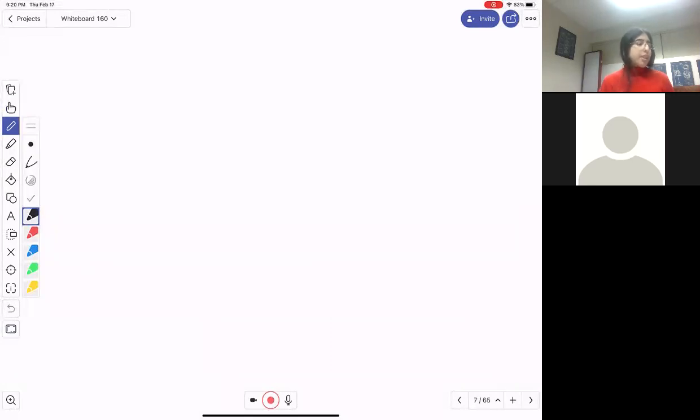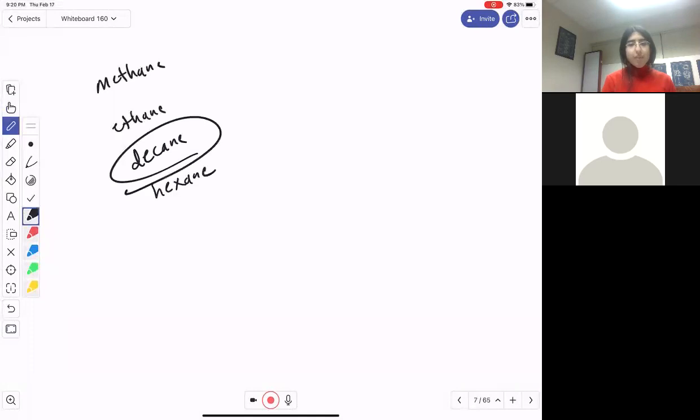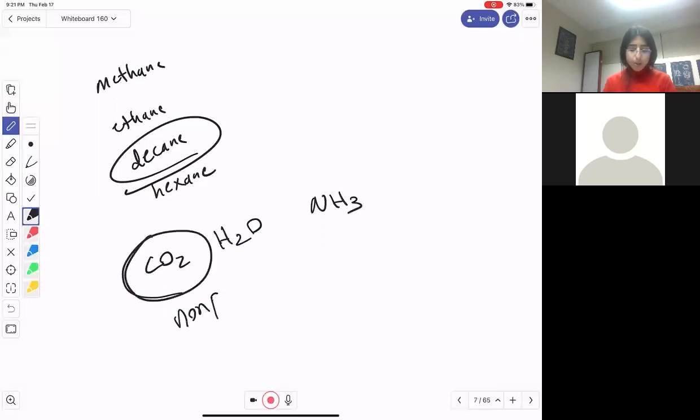Which of the following has the highest boiling point? Methane, ethane, decane, hexane. This one is the heaviest, has the most number of carbon atoms among these, so it has the highest boiling point, right? Which of the following has London dispersion between their molecules? CO2, H2O, NH3, none of the above. Remember, this is non-polar, so they have London dispersion.